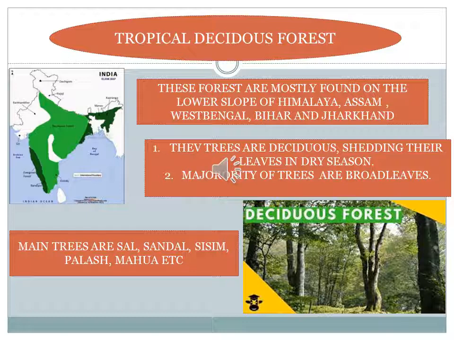The trees are deciduous, meaning they shed their leaves in the dry season and do not grow new ones until the rains come. The majority of the trees are broadleaf and yield valuable hardwoods. In India, these are mostly found on the lower slopes of the Himalayas, in Assam, West Bengal, Bihar, Jharkhand, Odisha, Madhya Pradesh, Maharashtra, Karnataka and the adjoining regions. Some important deciduous trees are ebony, mahua, palash, arjun, kheer and bamboo.